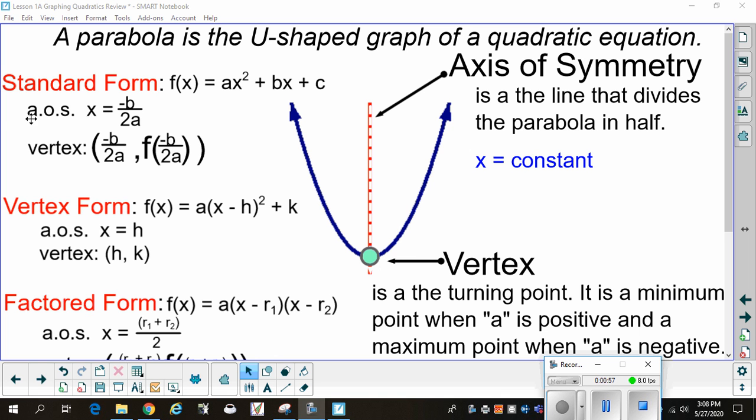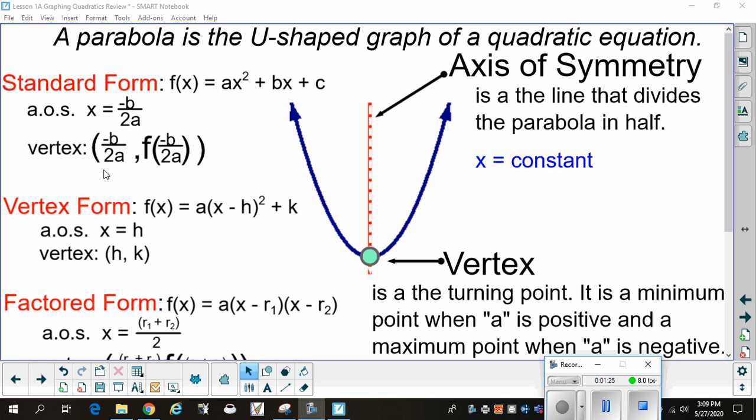To find the axis of symmetry from the standard form, you do negative b over 2a, where a is the coefficient of the quadratic term and b is the coefficient of the linear term. Axis of symmetry, negative b over 2a. Once you make this calculation, that is the x-coordinate of your vertex. Because remember, this vertical line, x equals, goes through the vertex.